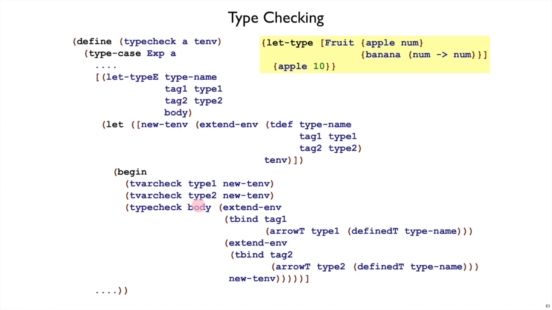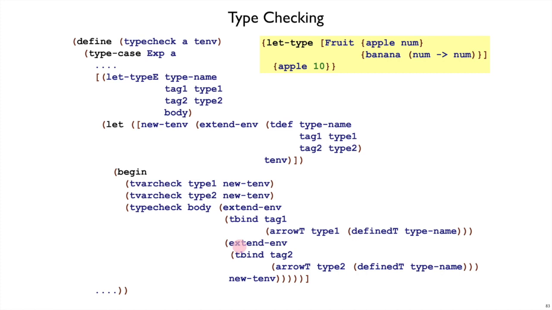So in the end, we're type checking body. We're doing that in an extended environment. This looks very similar to the interp, but it's at the type level because we need to bind tag 1 as a function type. That is an arrow type going from type 1, which is like number, right, the type that we've declared for the field, to defined t type name. Because type name is fruit, right, that is the type that we're declaring right now.